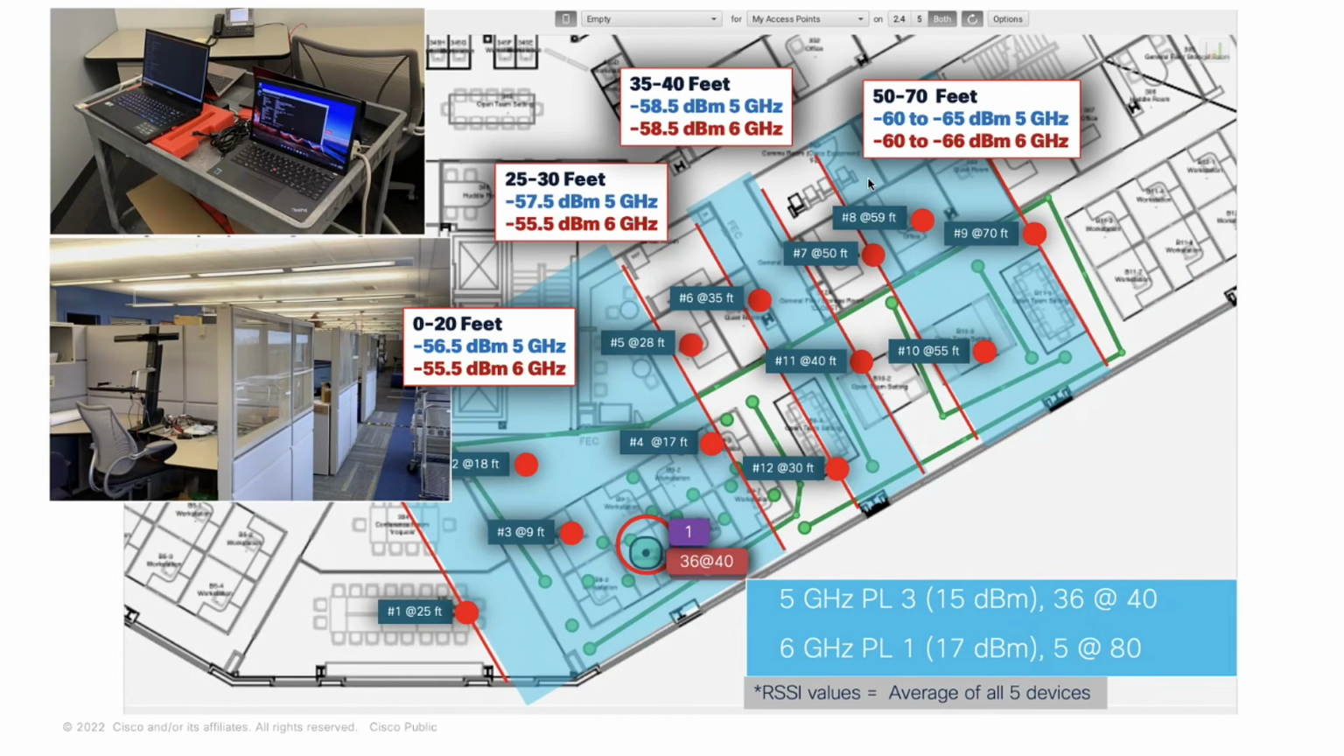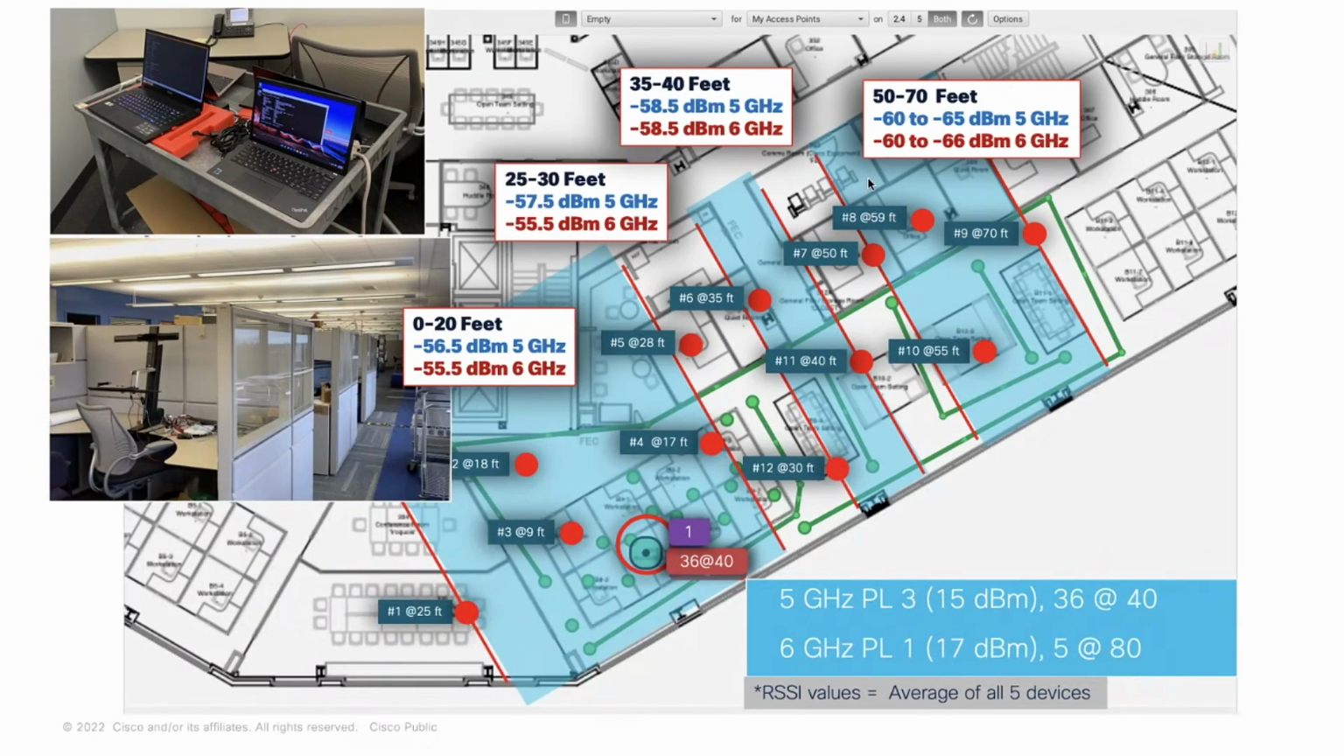First off, in the comparison for propagation, I set up one AP, and we did this at power level 3, which is 15 dBm plus 5 for the gain, and we're looking at 20 dBm on channel 36, 40 megahertz. We did the same thing at 6 gigahertz, power level 1, which is 17 dBm with 6 dB gain, and gives me 23, sorry. So we're at a 3 dB delta between 6 and 5, and that's coincidentally about what the path loss is if you look at the bottom of 5 to the very bottom of 6, and we were on channel 5 at 80 megahertz.